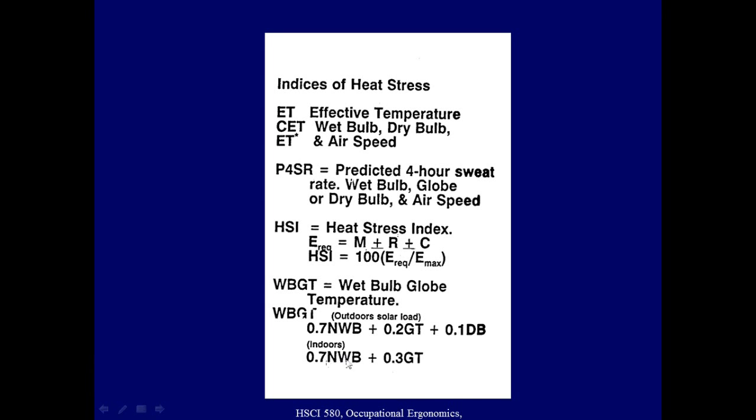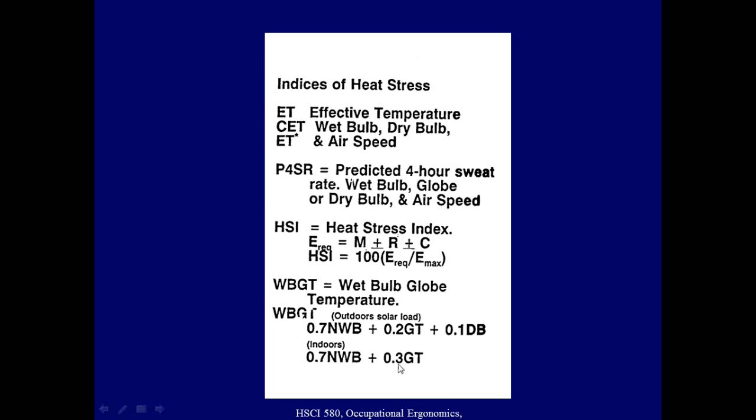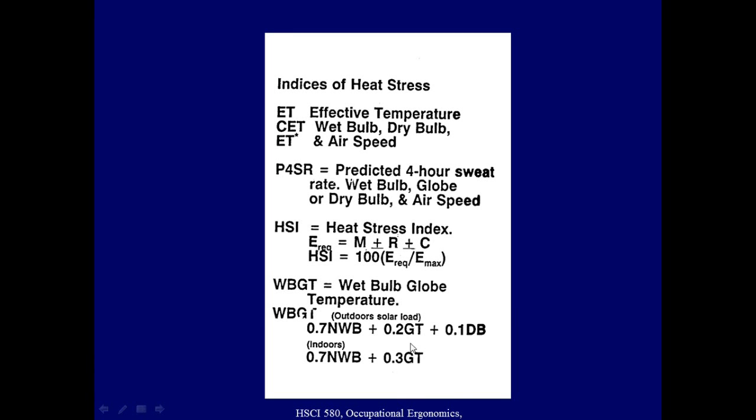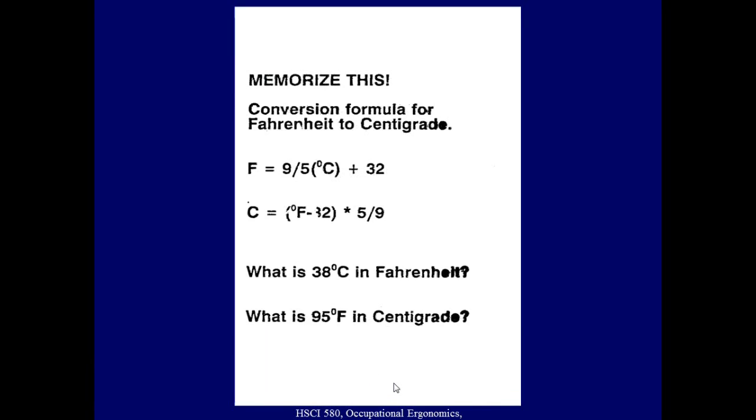Indoors, natural wet bulb, notice they have 0.3 times the globe temperature. If you don't have a radiant load, then the globe temperature is not going to be different than a dry bulb. But if there is a radiant load, then that globe temperature is going to heat up a little bit and show that difference. So when you see an equation like this, it hedges your bets a little bit. They're saying, I don't see a radiant load, but there might be. In that case, it's going to give you a truer value.